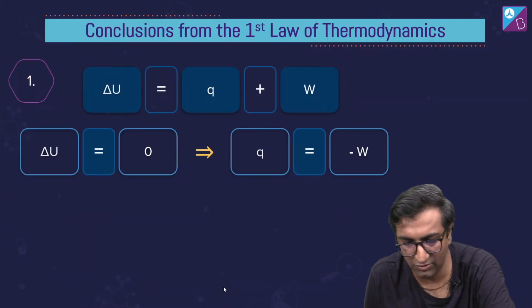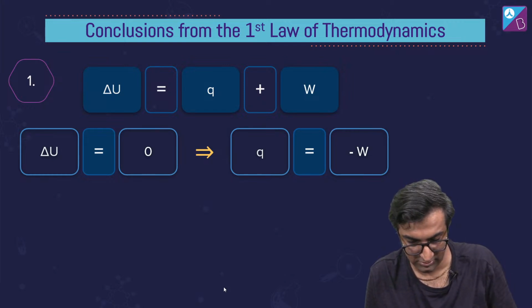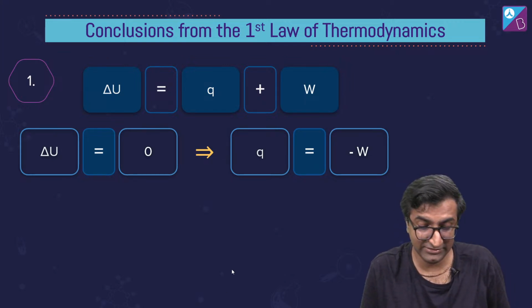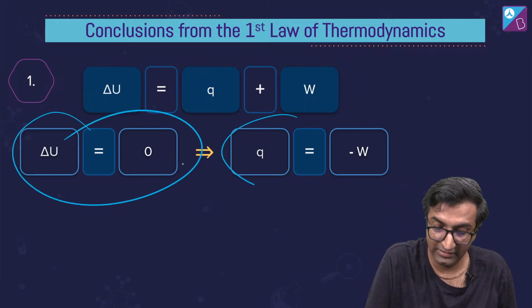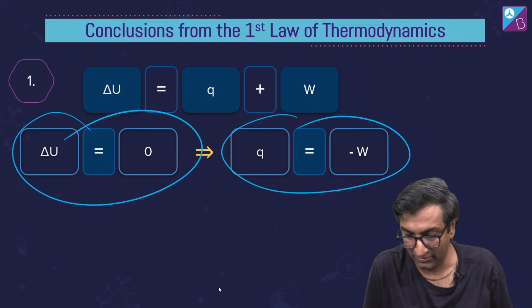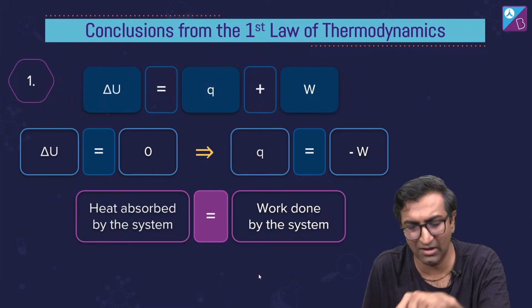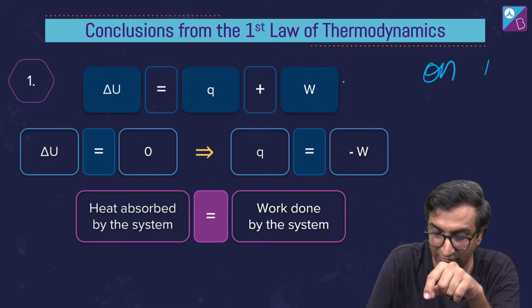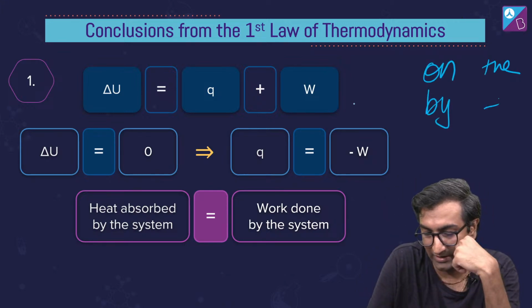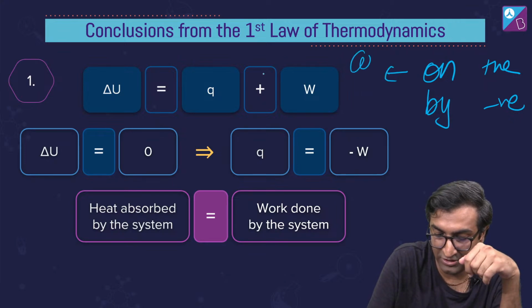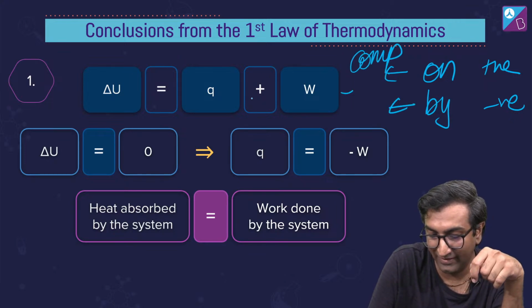Okay, so what are the conclusions of the first law of thermodynamics? If the change in internal energy is zero, then heat is negative work. This is very simple. Yeah, heat absorbed by the system is work done by the system. Right? Now what do by and on mean? If it is on, it is positive, if it is by, it is negative. On means compression and by means expansion.